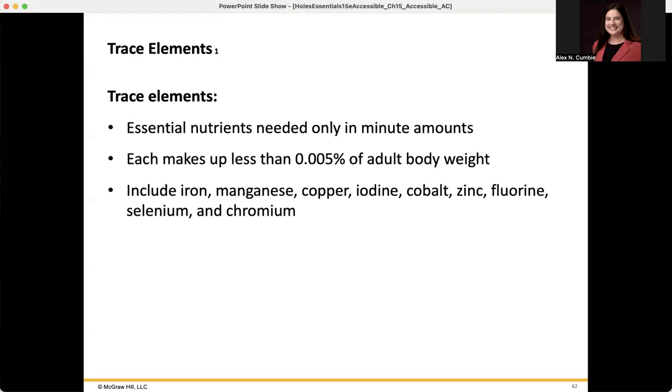There are also other minerals in your body that we would term trace elements, things that you need in very, very, very small amounts. And those include iron, manganese, copper, iodine, cobalt, zinc, fluorine, selenium, and chromium. These things your body can use to do a number of different processes, but in high amounts, it can cause toxicity.